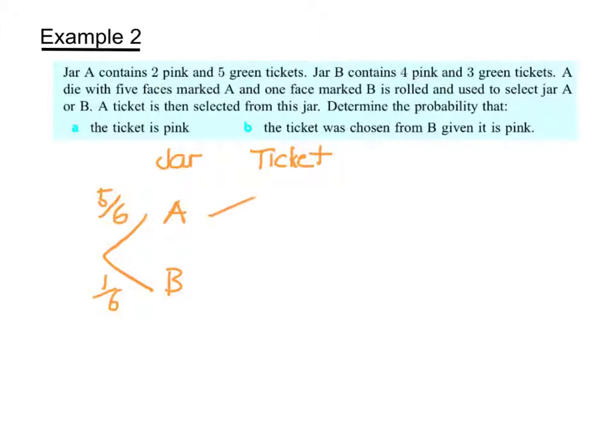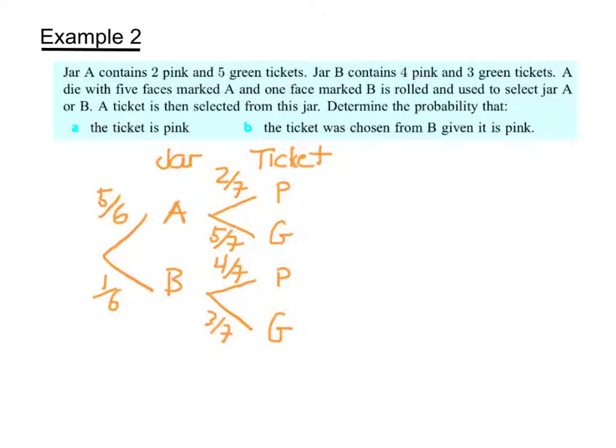Now, if A were chosen, then I could draw a ticket from A, and my choices are pink and green. And I have 2 pink tickets out of 7 for jar A. I'm sorry, let me correct myself there. I have 5 out of 7 green tickets in jar A. In jar B, I can also draw pink and green tickets, but in this case, 4 out of the 7 tickets are pink, and 3 out of the 7 tickets are green.